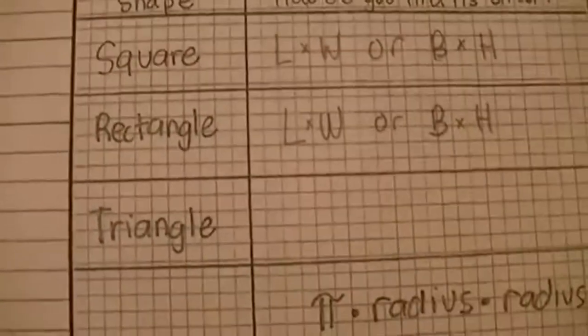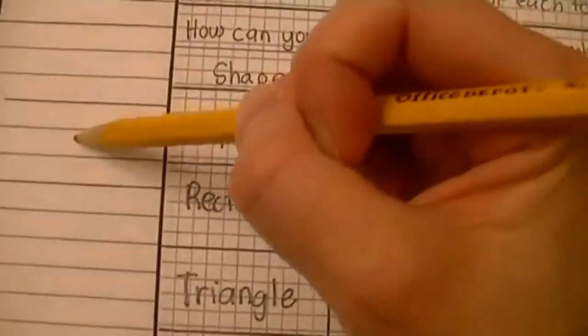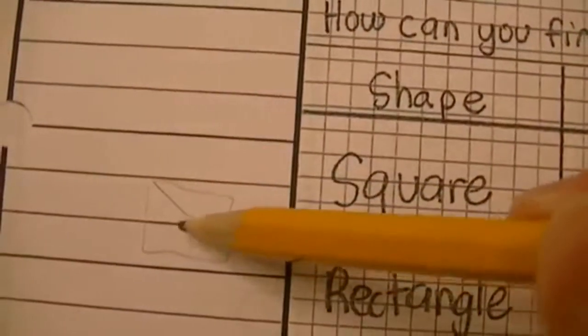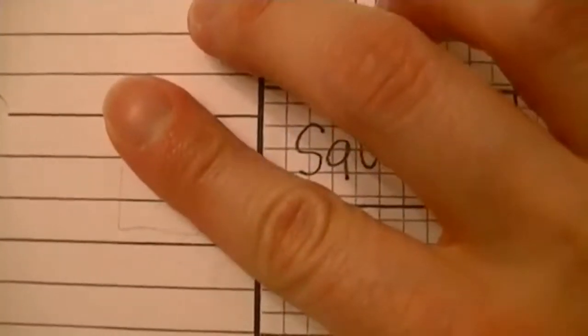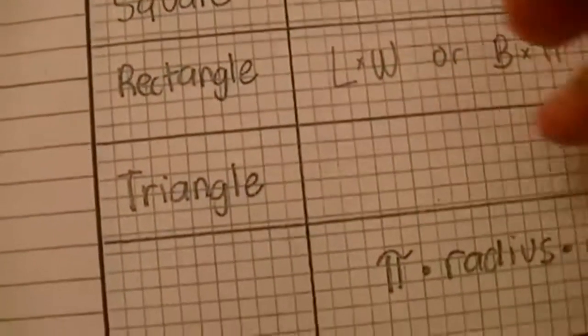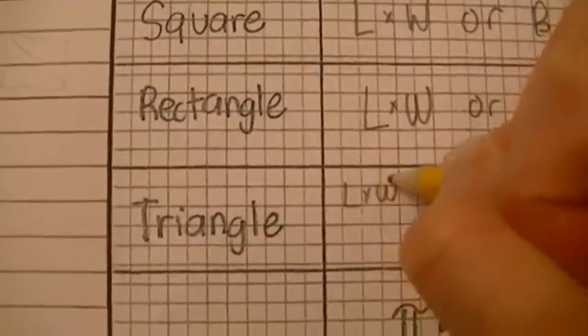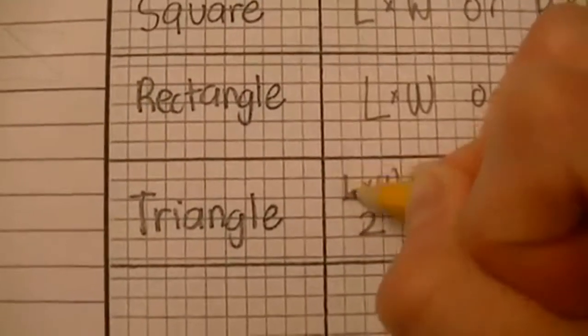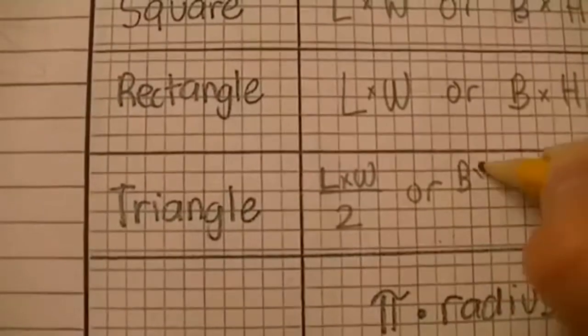Okay, a triangle. A triangle is basically half a rectangle or a square. If you had a rectangle and you cut the diagonal straight across, you'd end up with a triangle. So if I'm trying to find the area of a triangle, you would go length times width and then divide it by 2. There's a couple ways you could write that. You can go length times width divided by 2, or you could write it as base times height.